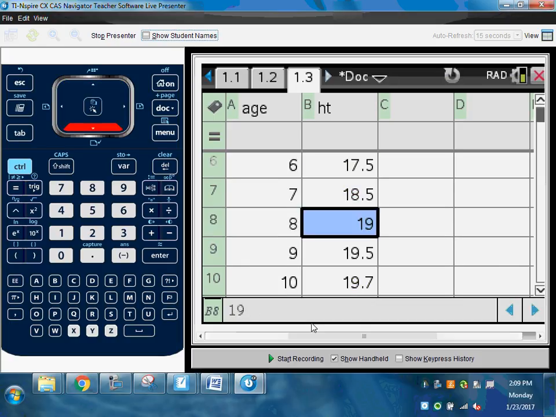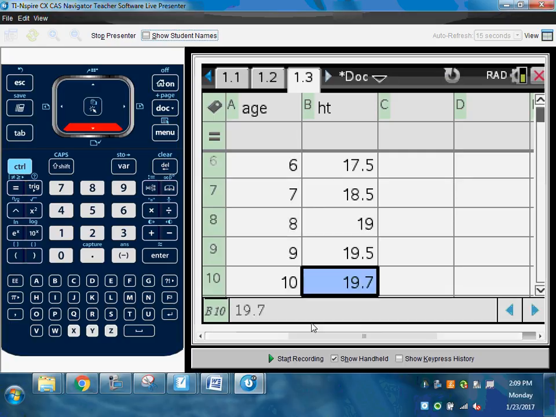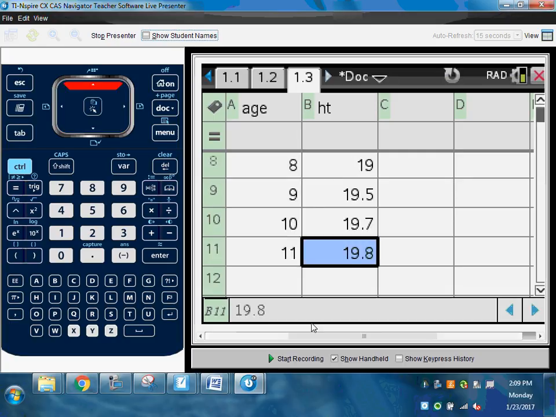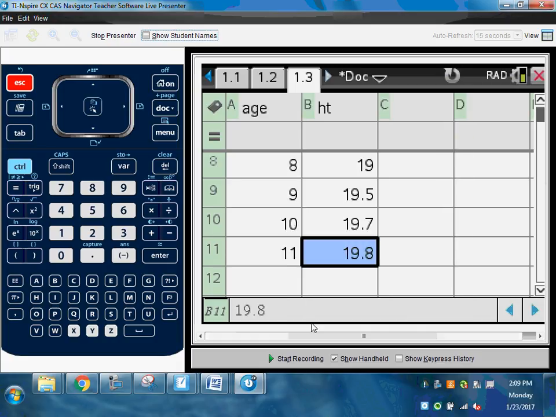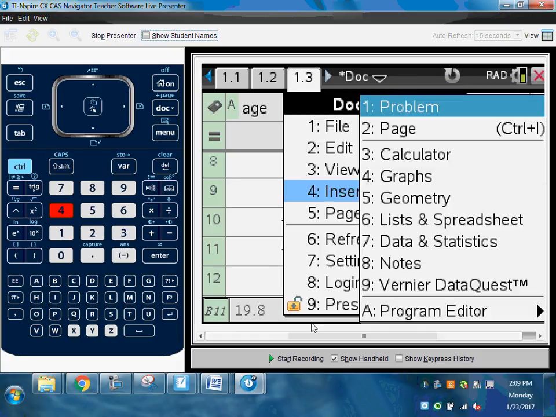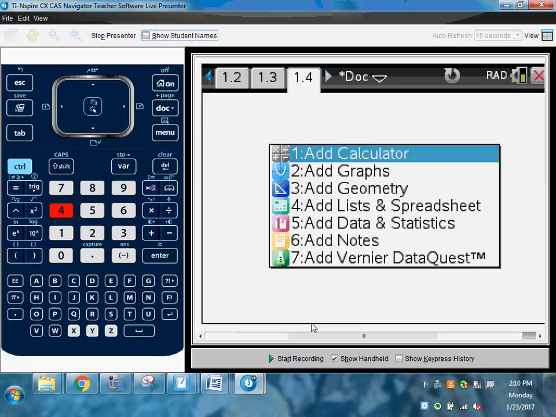Okay. All right. Now, what we're going to do is plot out this data. I know you've got more than one way, but this is how I remember. Go to new, insert, and then new page. Comes up now. We're going to go down to where it says data and statistics, so select that.